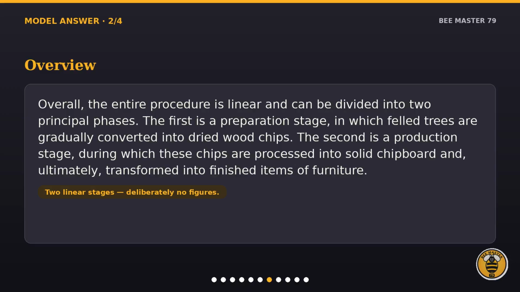Paragraph 2, the overview, and notice it contains no specific details. Overall, the entire procedure is linear and can be divided into 2 principal phases. The first is a preparation stage, in which felled trees are gradually converted into dried wood chips. The second is a production stage, during which these chips are processed into solid chipboard and ultimately transformed into finished items of furniture.